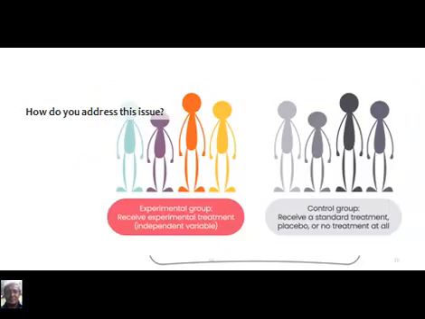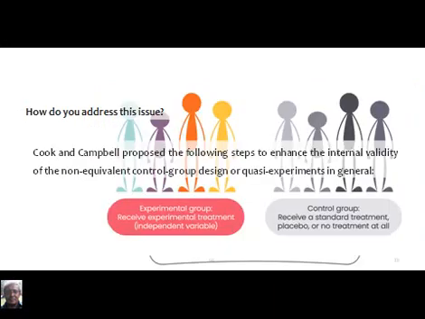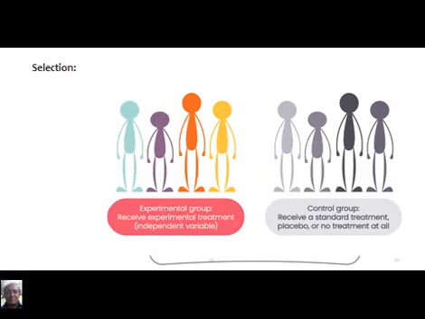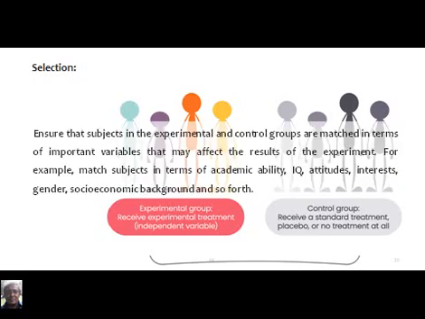How do you address this issue? Cook and Campbell propose the following steps to enhance the internal validity of the non-equivalent control group design or quasi-experiments in general. Selection. Ensure that subjects in the experimental and control groups are matched in terms of important variables that may affect the results of the experiment. For example, match subjects in terms of academic ability, IQ, attitudes, interests, gender, socio-economic background, and so forth.